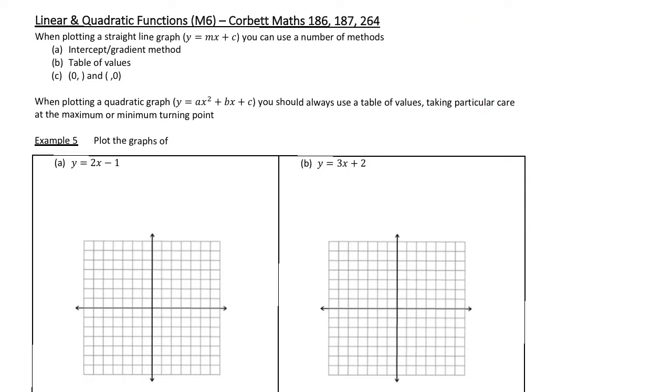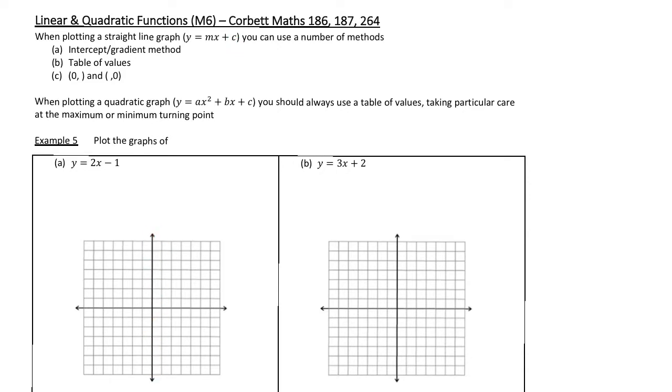So if it was a gradient of 3, it would mean for every 1 unit to the right we'd go 3 up. If it was a gradient of -2, it would mean for every unit to the right we go 2 units down. And the intercept, which is the number at the end, tells us whereabouts on the y-axis it passes through.